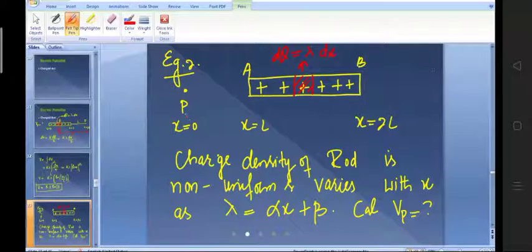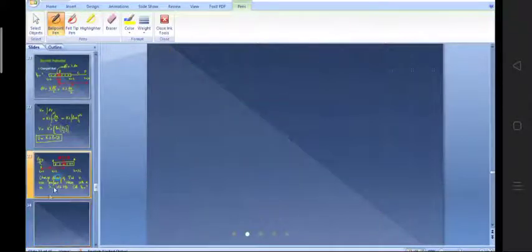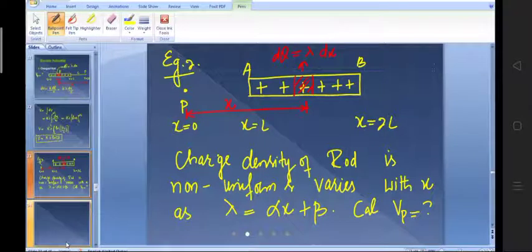Fine. And the separation from here to here will obviously be equal to x. Suppose that's equal to x. The distance of the element from the point of interest is x. So we will calculate the electrostatic potential because of the charge element, and then I will integrate here.